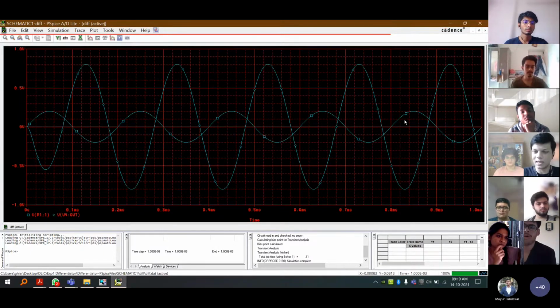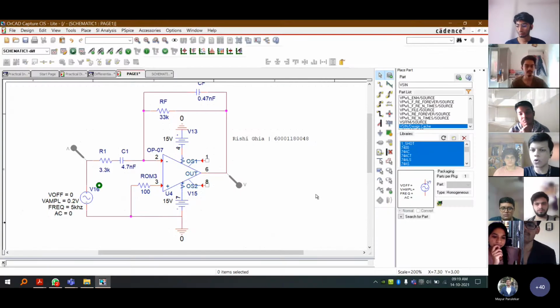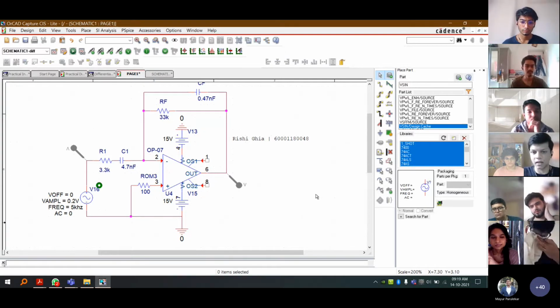So what we can see is that our gain is lower both ahead and behind, or higher and lower than 10 kilohertz, which is our FB. And that's what we observed in the first half of the practical, that we get our maximum gain at the frequency of FB, which in our case is 10 kilohertz.